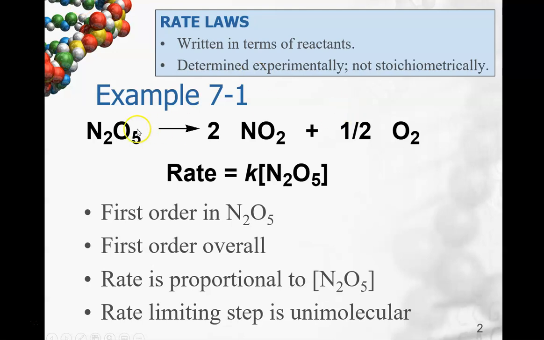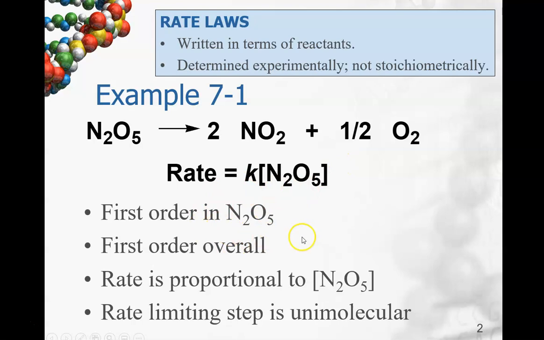So I got these reactions from a General Chemistry book. They're obviously gas phase reactions. So here we have the decomposition of N2O5 to NO2 and an oxygen atom. And the rate law was determined to be rate equals K times the molar concentration of N2O5. So you can imagine this is raised to the first power.